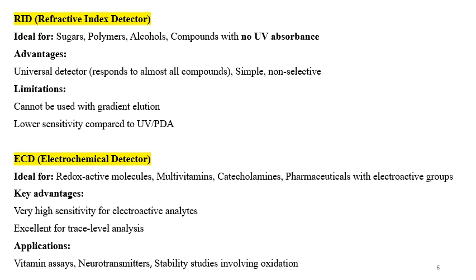Then RID, the refractive index detector. It is ideal for sugars, polymers, alcohols, compounds with no UV absorbance. There are some compounds which do not show UV absorbance. For that, RID can be used. Advantages are that it is a universal detector that responds to almost all compounds, simple, non-selective. Limitations are that it cannot be used with gradient elution, and it has lower sensitivity compared to UV and PDA.